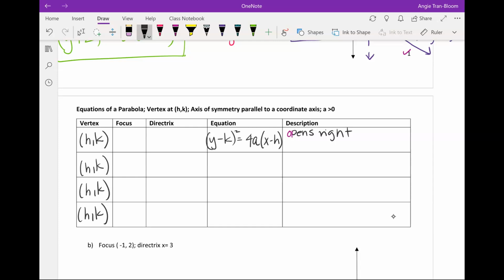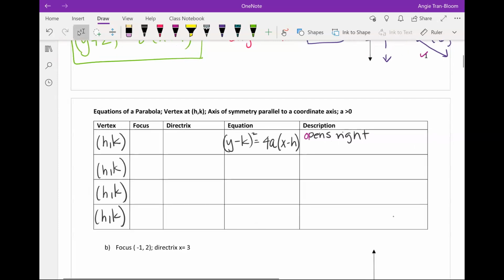Okay. Now visualize it. Don't try to memorize these. We're putting it together on one page so you have a place where you can go to, but visualize it. So we just got done with this example. We said it opens to the right. The directrix, is it behind it or in front of it? Behind it. So how do we write that equation? Was it x equals or y equals?